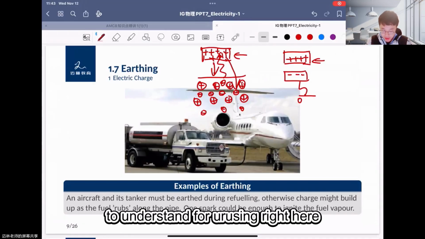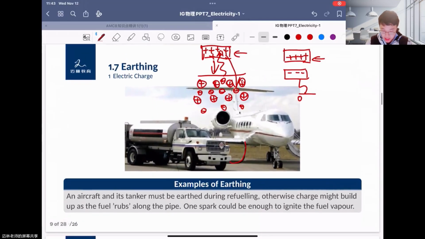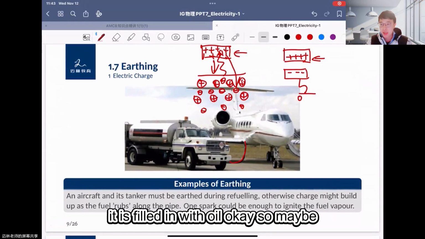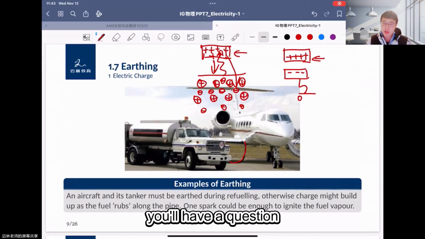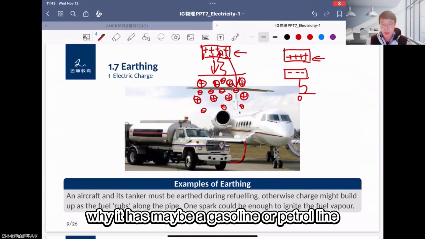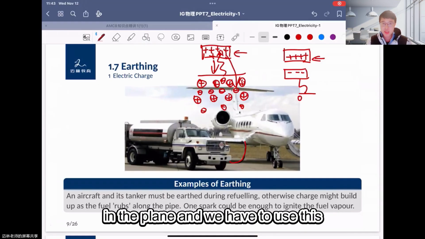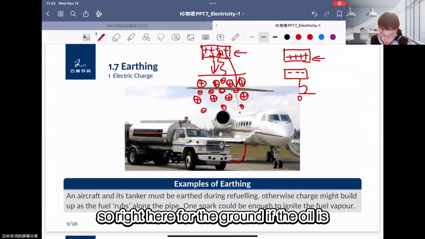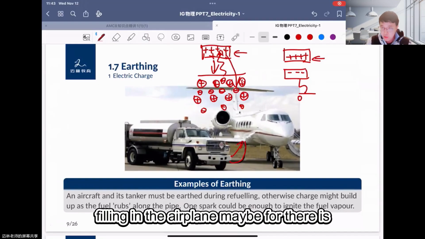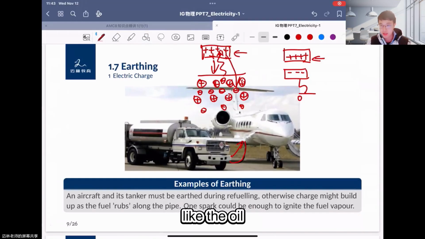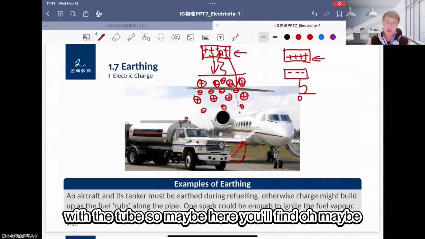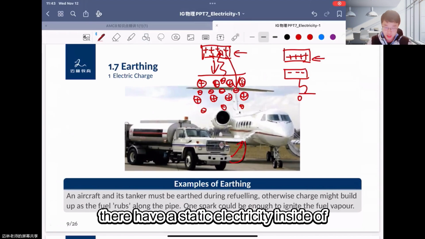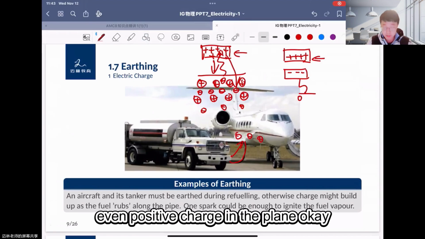For earthing, right here you'll find a plane that is connected with a wire, and maybe this time it is filled with oil. So maybe you'll have a question: why is there a gasoline or petrol line in the plane, and why do we have to use this earthing wire? It is because once we earth it with the ground, if the oil is filling the airplane, there may be rubbing between the oil and the tube. So you'll find there may be static electricity inside the plane. Maybe here is negative charge or even positive charge in the plane.